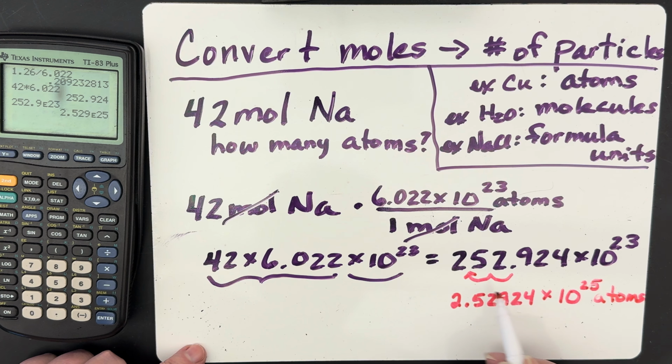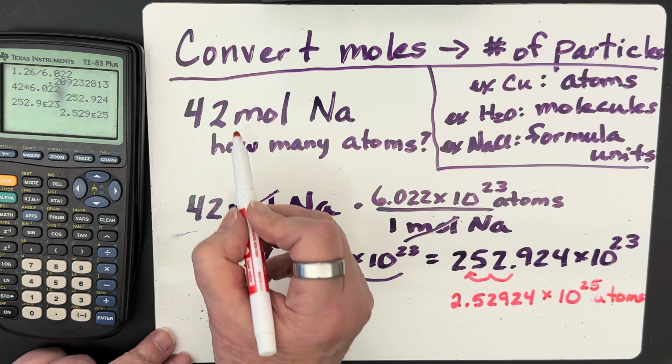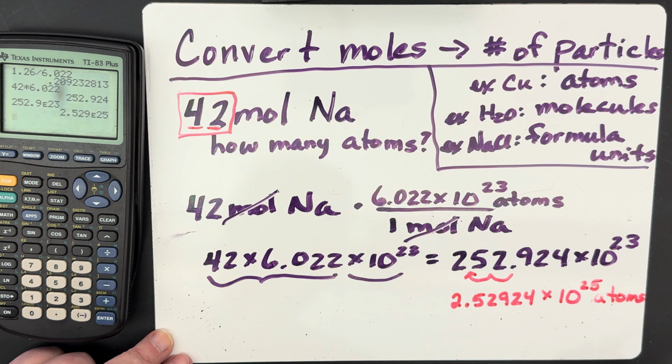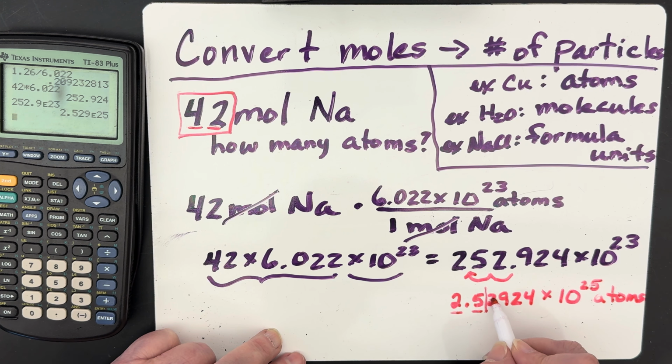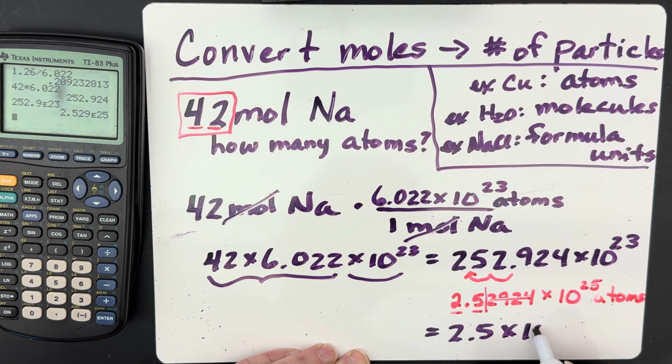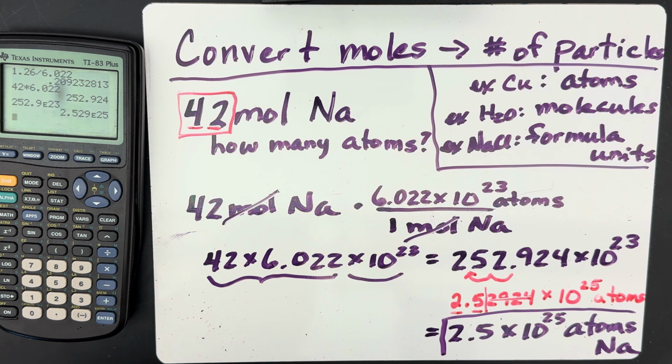And now again, how many of these digits are we going to keep? So we go back up to our original question. We had 1, 2 digits. So we're keeping the 2 and the 5. We're going to cut it off here, and we're going to keep this last part. So our final answer will be 2.5 times 10 to the 25th atoms of sodium. That's our final answer.